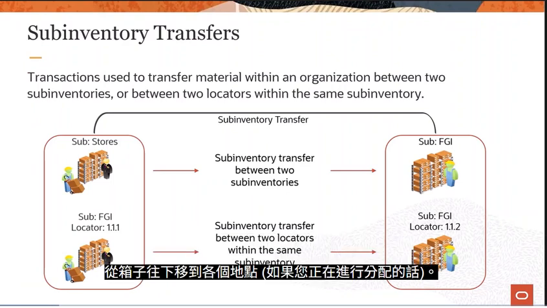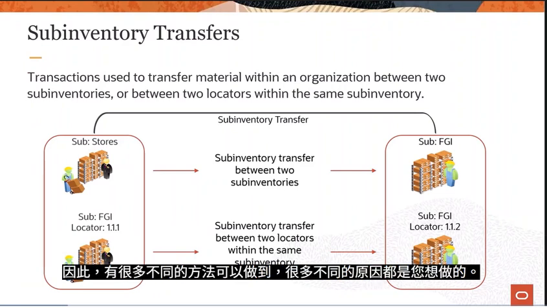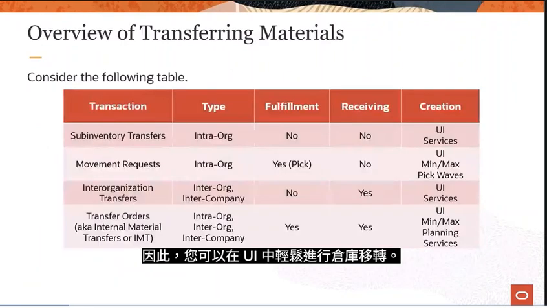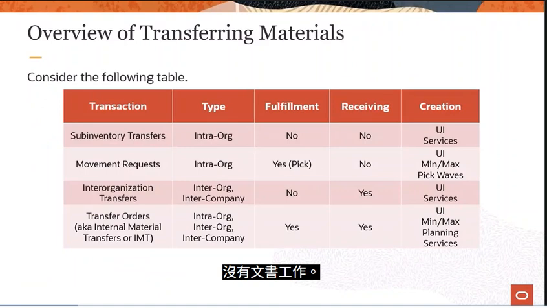So a sub-inventory transfer is easily done within the UI, no paperwork. Where do I want to take it from, which is the source? Where do I want it to go? How many am I going to move? Done. You can also do it with a movement request, and that will add a picking step.